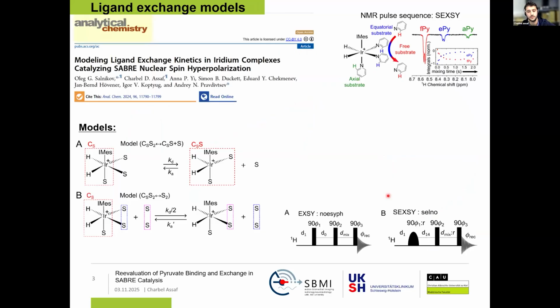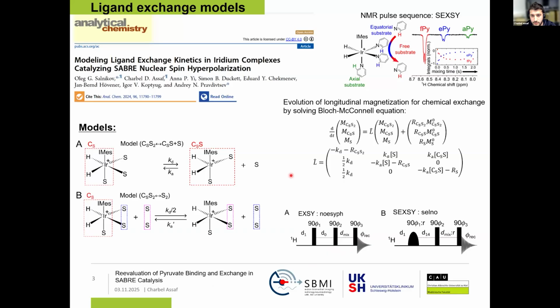To do this, we started with the normal 1D and 2D NMR spectroscopy techniques like NOESY and EXSY. Our main target was to transfer polarization to the bound substrate. And with a varying mixing time, or evolution time, we can follow how polarization is exchanged with the free form. Then we fit these data with the Bloch-McConnell equations to extract the exchange rates, or dissociation rates.